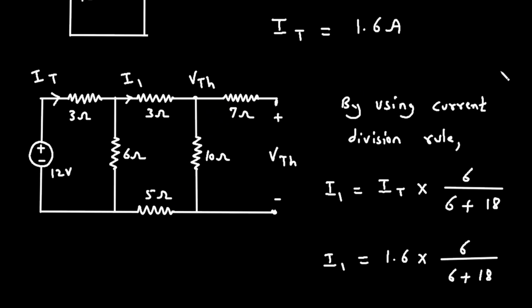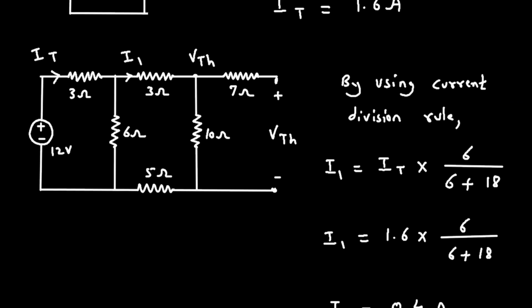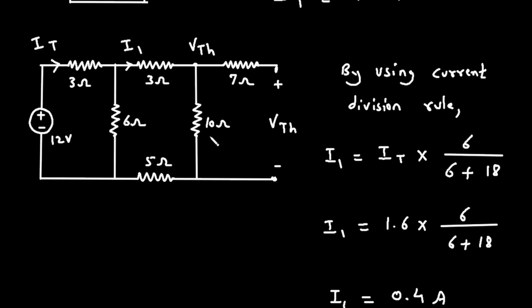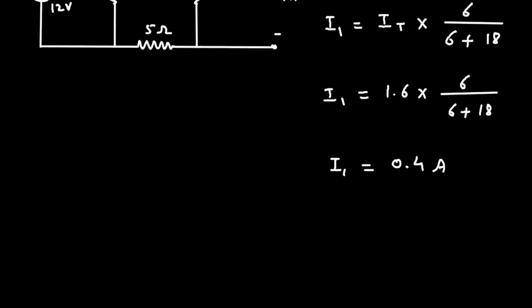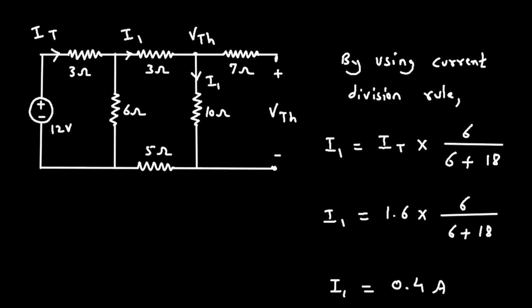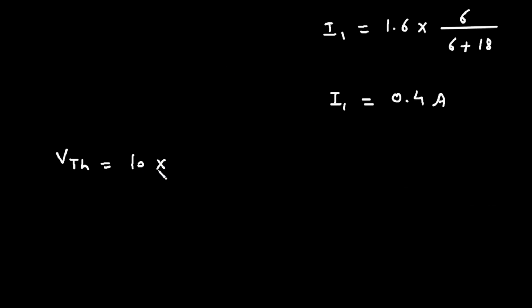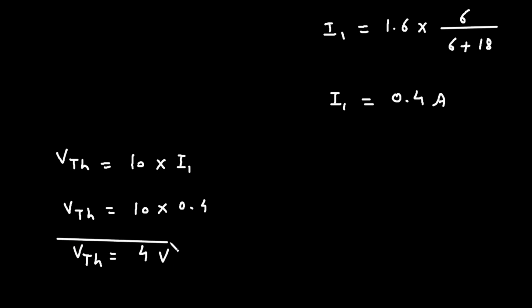VTH is the voltage across this 10 ohm, and this current is current I1. So here we can find VTH. VTH is equal to this resistance 10 ohm multiplied with I1. So 10 into I1 value, 0.4. Therefore VTH is equal to 4 volt. If we multiply 10 into 0.4, it will be 4 volt.